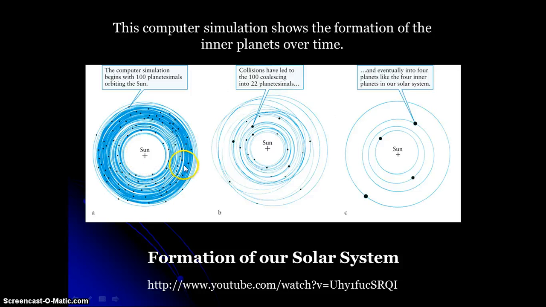Over time, if you let this simulation evolve, these planets start colliding and crisscrossing paths, bashing into each other and coalescing and accreting onto each other. Eventually, in this simulation, you wind up with four objects, just like the four rocky inner planets that we find in our solar system. They reach stable orbits which don't intersect, a situation very similar to our solar system.